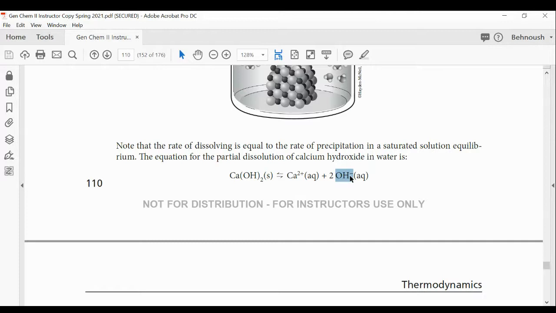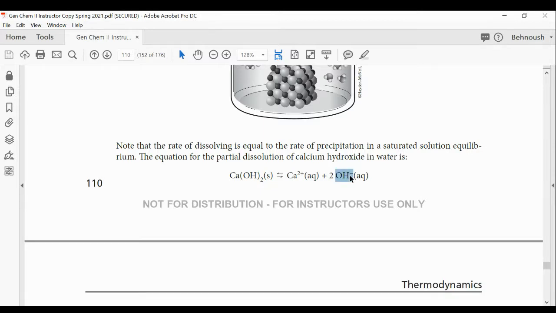If you have the concentration of hydroxide ion, based on this equation on page 110, can you tell me how you would find the concentration of calcium ion? What's the relationship between the concentration of hydroxide ion and the concentration of the calcium ion? Wouldn't it be 1/2 of the hydroxide? Yes, very good. So we find the concentration of hydroxide using titration. Then we will find the concentration of calcium by dividing the concentration of hydroxide by 2. You get the concentration for calcium ion.